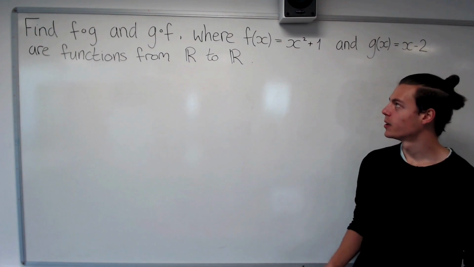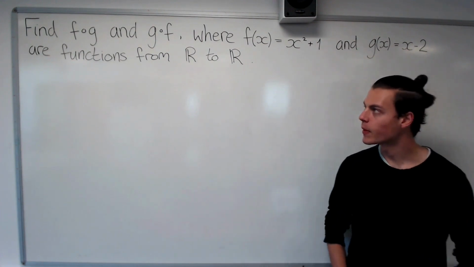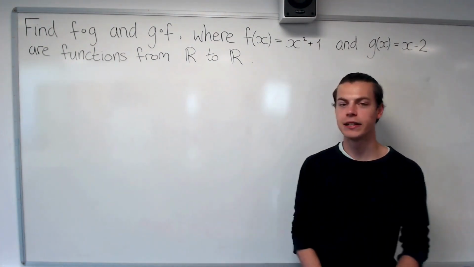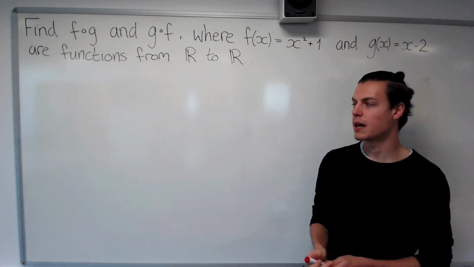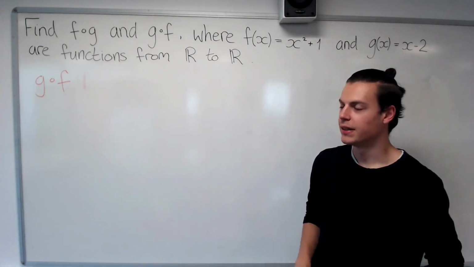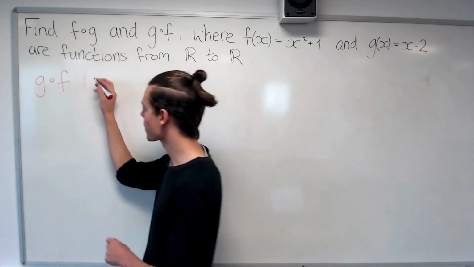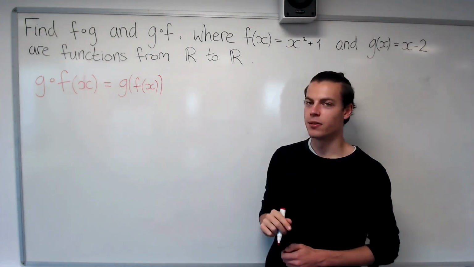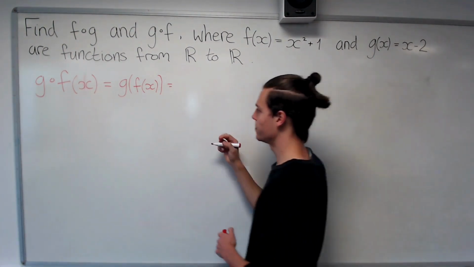In this exercise, we have two functions, f and g, defined on the set of real numbers. And we want to define the compositions f composed with g and g composed with f. So let's start with g composed with f. Now, remember, in this case, we are applying f first, followed by g. So applying f to a value x gives us x squared plus 1.